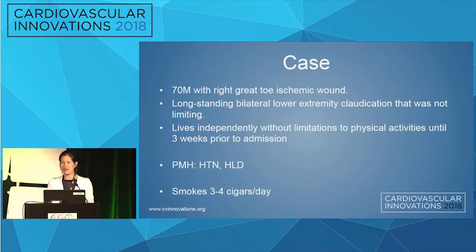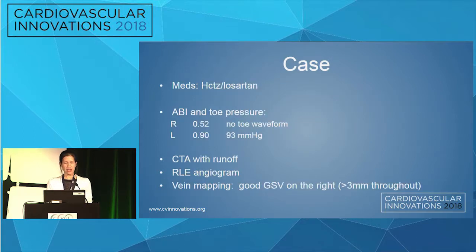So this is a case of a 70-year-old man who came to us with a right great toe ischemic wound. He had long-standing bilateral lower extremity claudication that was not really limiting, and in fact he had no real limitations to his physical activity until about 3 weeks prior to coming to see us, when he developed this wound. Medical history significant for hypertension and hyperlipidemia. He smoked a couple of cigars a day. In terms of medications, he was on some antihypertensives, but no statin and no aspirin.